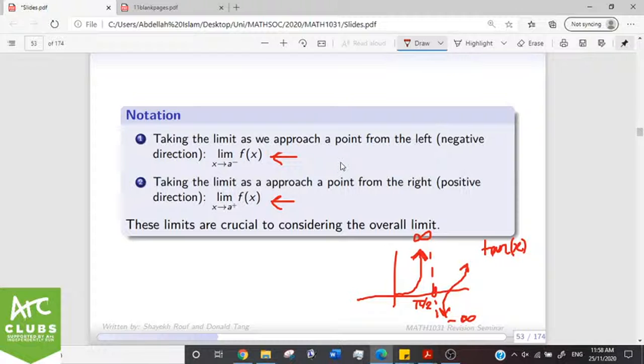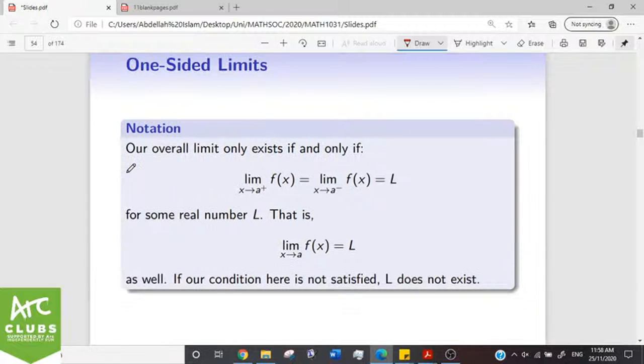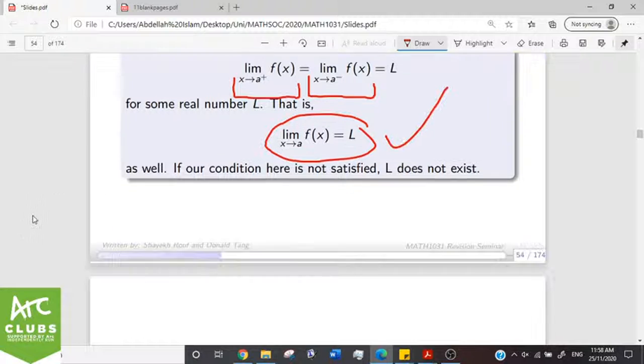The left limit is when we approach the value from the left-hand side, and the right limit is when we approach the value from the right-hand side. So of course, for the left limit, we'd get infinity here. For the right limit, we'd get minus infinity for this case. And if both of these left and right limits exist and agree, then our final limit will also exist. So great.